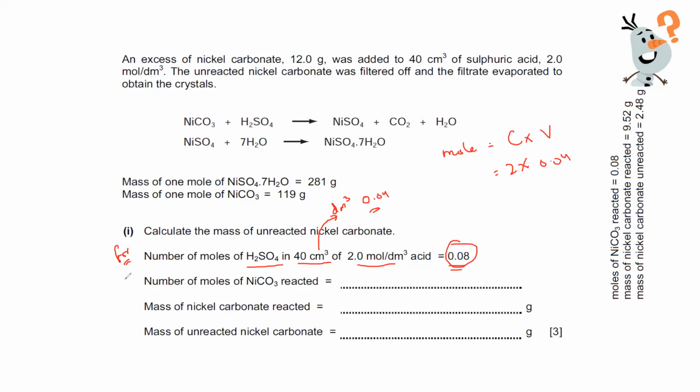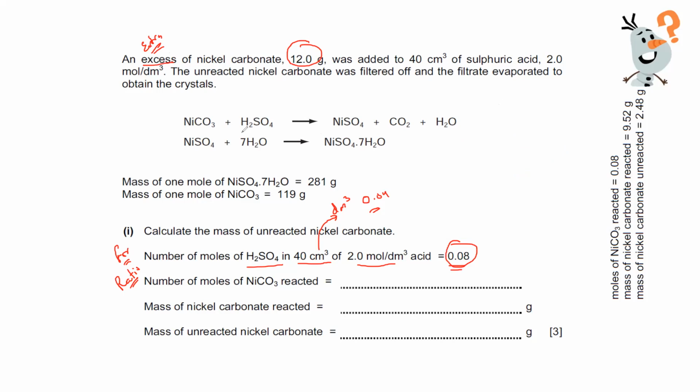If the first part is done with a formula, the second part will be done with the ratio. So how to get the moles of nickel carbonate, the reacted moles of nickel carbonate? Look, even though we have the mass of nickel carbonate, we are not using a formula because this is extra, this is too much. They mention it is excess. So all 12 gram does not react. That's why we are not using the formula. So we'll use a ratio.